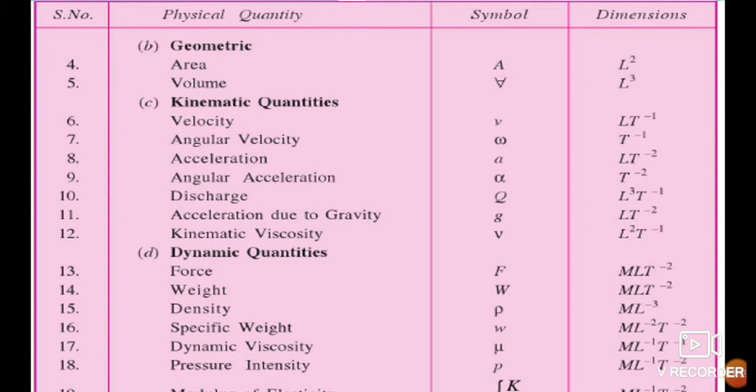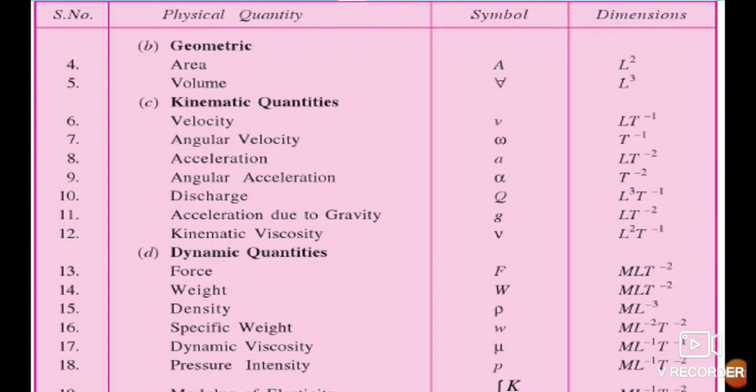Like that, kinematic quantities. Kinematics involves quantities related to velocity and acceleration. Our example is velocity. The unit is meter per second, so its dimensions will become L raised to 1, T raised to minus 1, or L T raised to minus 1. Angular velocity is radian per second, therefore it is T raised to minus 1. Acceleration is meter per second square, L raised to 1, T raised to minus 2. Like that, angular acceleration alpha is T raised to minus 2, since angular velocity is again differentiated with respect to time.